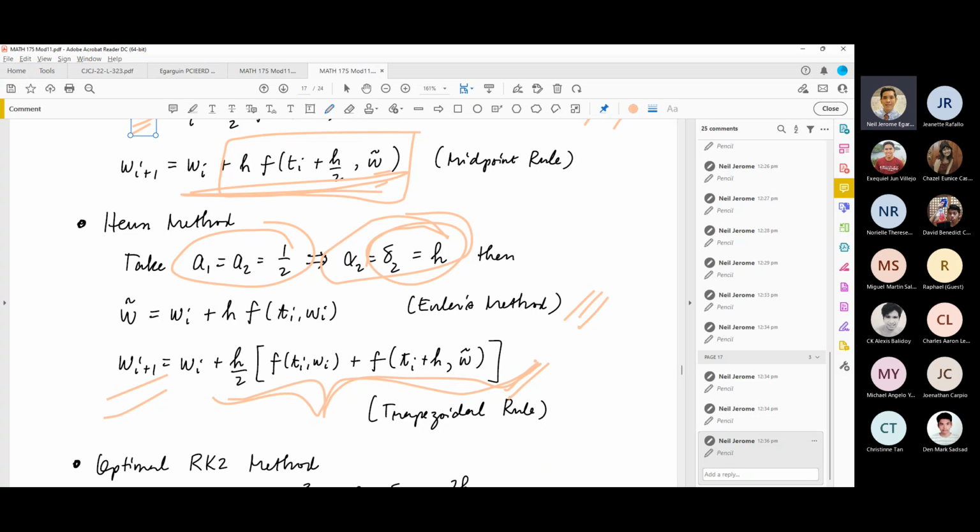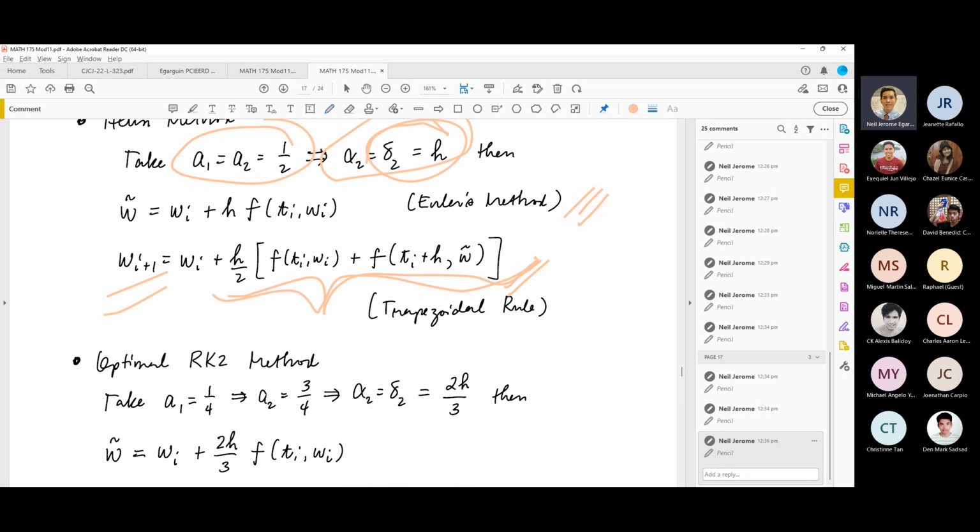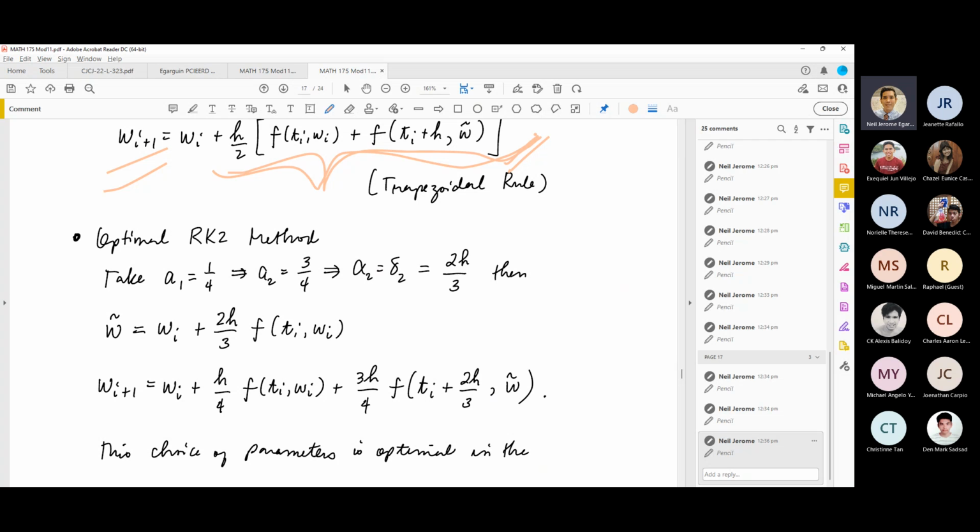Okay? And then the last method is the optimal Rk2 method. Okay? Ang choices naman dito ang A1 ay 1/4. Napo-force tayo ng A2 ay 3/4. Then, using the formula for alpha 2 and delta 2, we'll get the value 2h over 3 for both of them. Okay? And then we implement it in the two-stage formula or two-stage template na pinakita ko kanina. Ito yung final formula ng optimal Rk2 method.